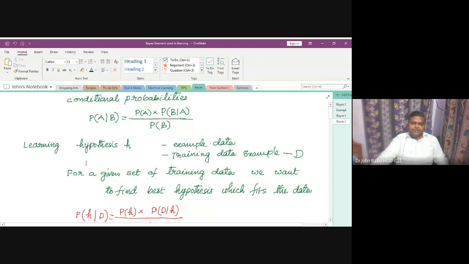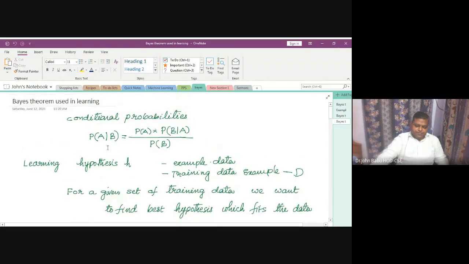So in the last class, we have seen how to use Bayes' theorem, what we learned in the learning problem. So the Bayes' theorem is: probability of A given B is equal to probability of A into probability of B given A by probability of B.